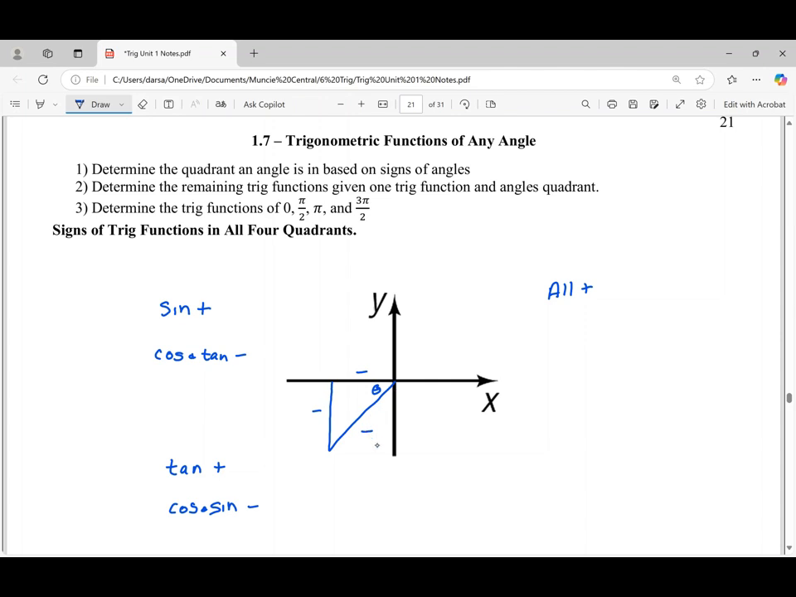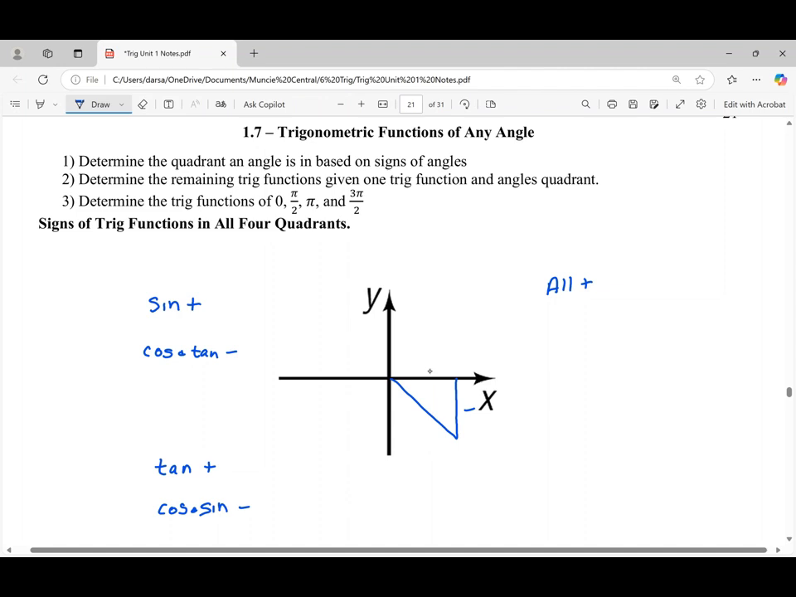And finally, if we look in the fourth quadrant, we can see that the opposite is going down, so that will be a negative. The adjacent is going to the right on the positive x-axis, so that will be a positive. And hypotenuse is always positive. So if we look at this reference angle, opposite over hypotenuse is going to be negative. Tangent is going to be negative, but cosine, CAH, adjacent over hypotenuse is going to be positive, while sine and tangent are negative.